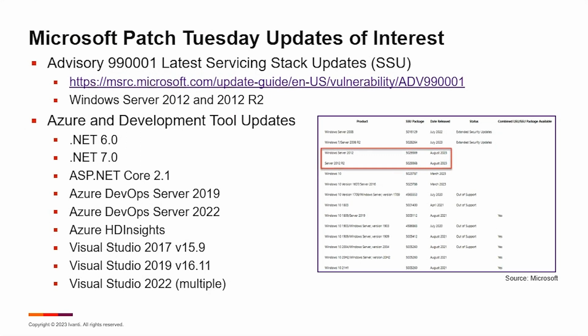There were some servicing stack updates for August. Windows Server 2012 and Server 2012 R2 had a servicing stack update this month. And there's a number of updates that did impact developer tools. We talked about Visual Studio and .NET and ASP.NET already, but there were also some CVEs that affected Azure as well. So your Azure teams, your IT ops teams may have some updates to do or some configuration to change for a few of those specific vulnerabilities there.